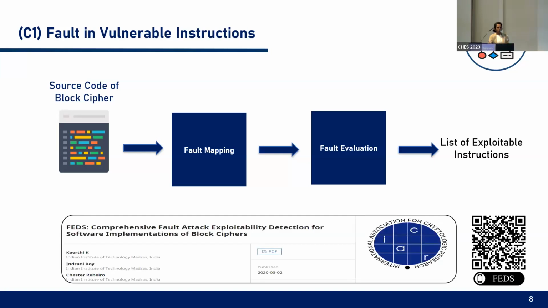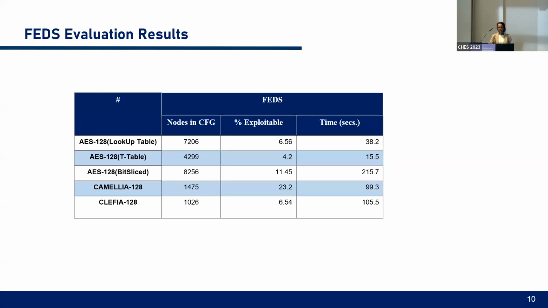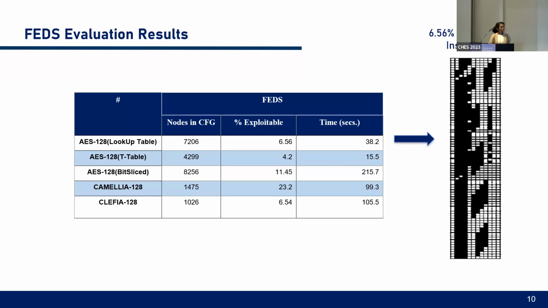This framework, FEDS, was published in CHES in 2020. The high-level overview of FEDS is that it can map the exploitable locations from the algorithm to different implementations of the cipher. The evaluation result of FEDS was a bit interesting. We evaluated it on different implementations of AES, and the result shows that the percentage of exploitable instructions varies depending on the cipher implementation and not just on the algorithm. This is a representation of AES lookup table with 6.5% of vulnerable instructions. We will be using this representation later.